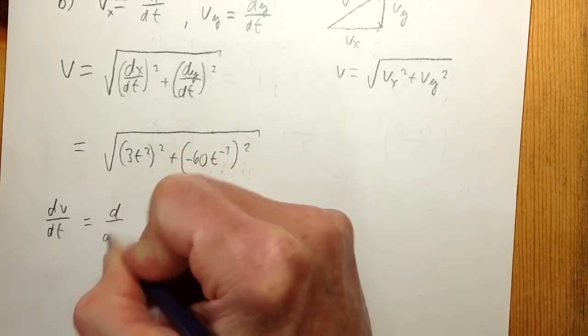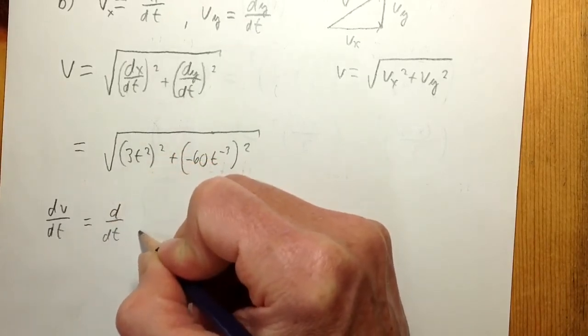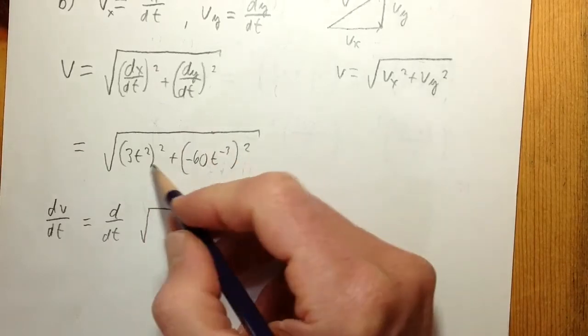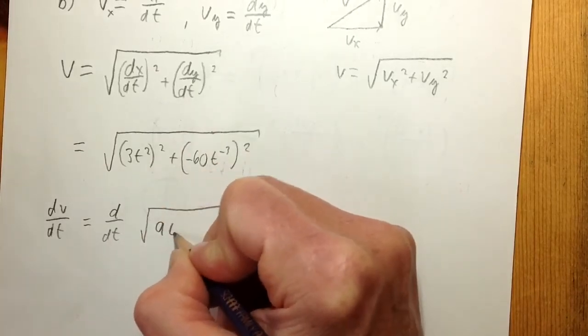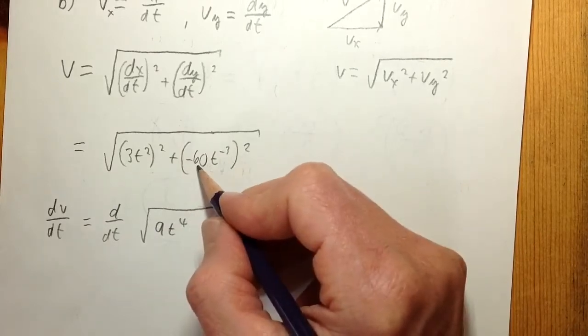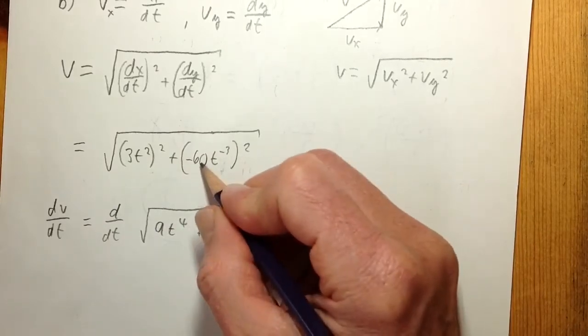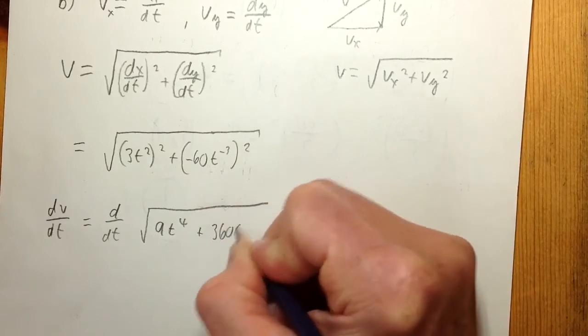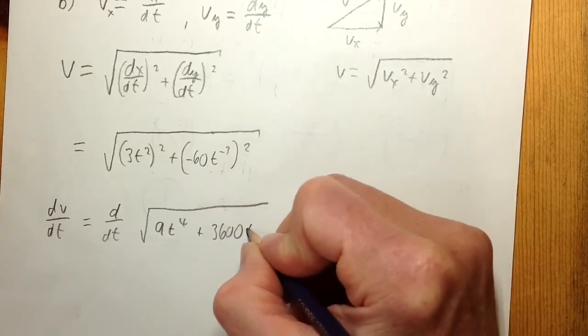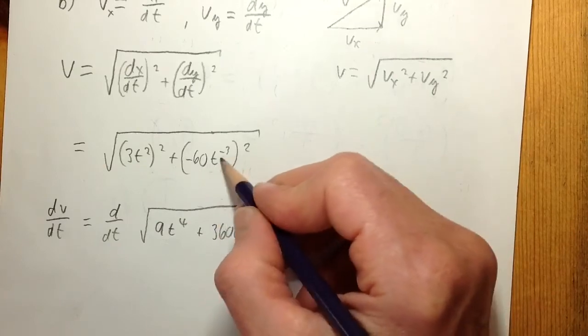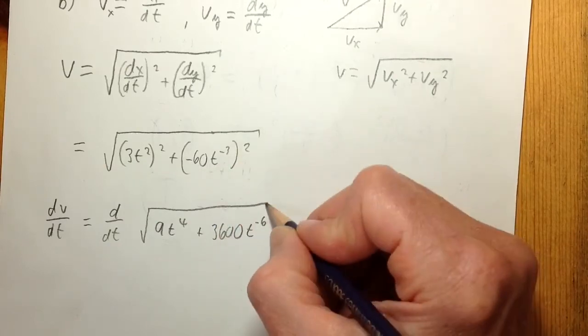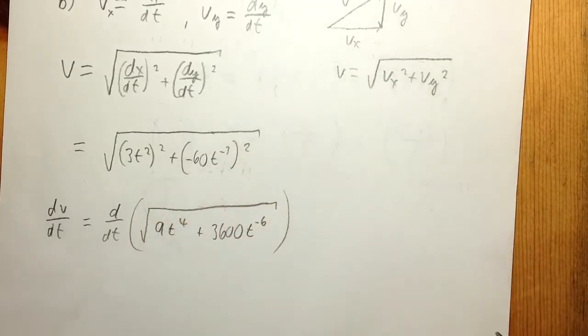So you take d/dt of the square root of, let's square this, 9t to the 4th. 60 squared is 3600. t to the negative 3 squared is t to the negative 6, right? You just multiply exponents, negative 6, yep, that's right. So we've got to take the derivative of that, and then see at t equals 1, is it a positive number or a negative number? That's the idea there. If it's positive, it's increasing. If it's negative, it's decreasing.